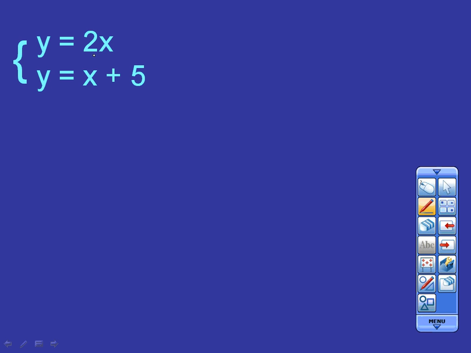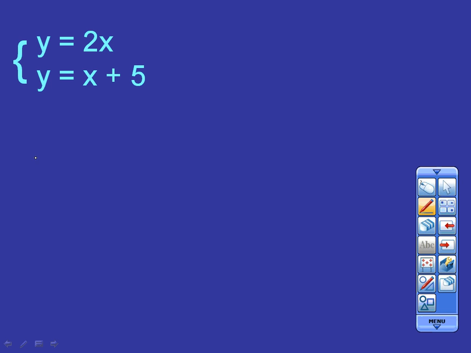So what we're going to do is replace these y's. We're going to put in this 2x for this y, and then let's connect them. So let's put that in: 2x equals x plus 5. Since y and 2x are equal, we can put in the 2x for the y. Does everybody see that? You don't have to write y equals y, because we already know that.